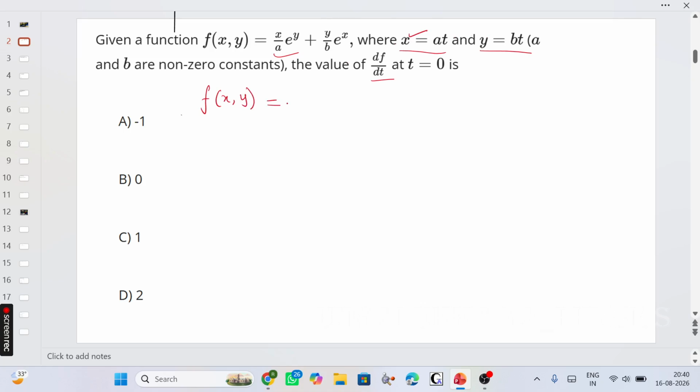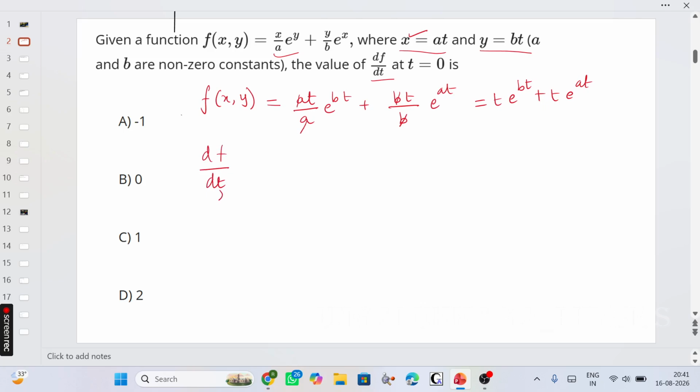So what we do, x is equal to at divided by e, and y is nothing but bt divided by e power at. Let's try to cancel certain common things in the numerator and denominator. So this is nothing but t e power bt plus t e power at. Okay, so we have to find df by dt.